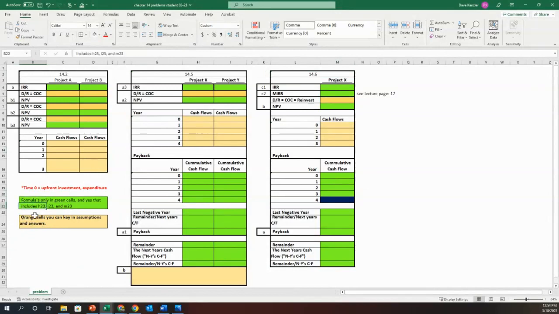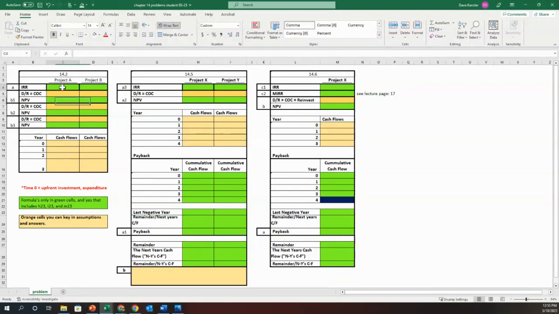Formulas in green cells only, and that includes H23, I23, and M. So H23, last negative year. I set this up. Don't be keying in 3 or 2. Don't be doing that. Just link if it's a 2. Link if it's a 3. Okay? Remainder divided by next year's cash flow. Look at me, I laid it out for you pretty well here.